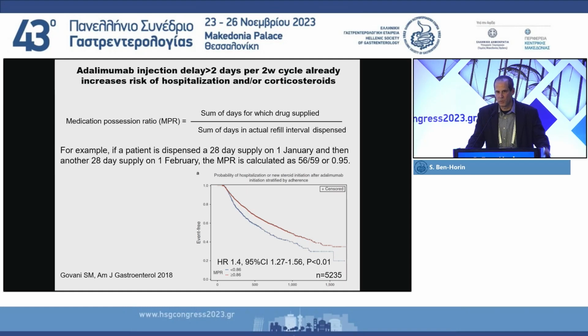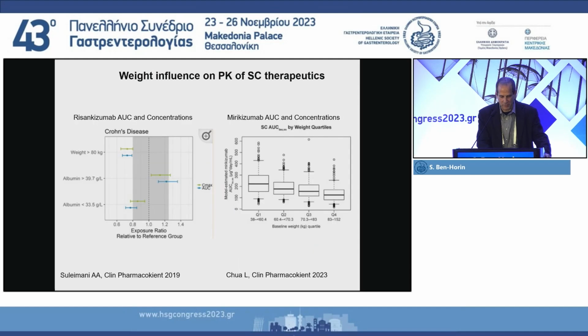We don't know whether this will hold true also for sub-Q vedolizumab, also for sub-Q infliximab. I was asked this morning by Yannis Kotobaikis this question about weight, so I answered very quickly. What is an area we can elucidate a little bit more? So what is the influence of weight on the PK of sub-Q therapeutics? It somewhat depends. For both risankizumab and mirikizumab, in the clinical trials there was an influence of higher weight on higher clearance of the drug and lower concentration. And we generally think that about most of our sub-Q drugs.